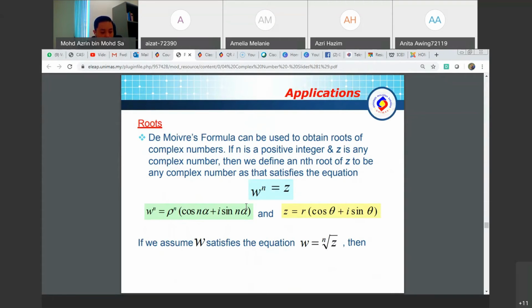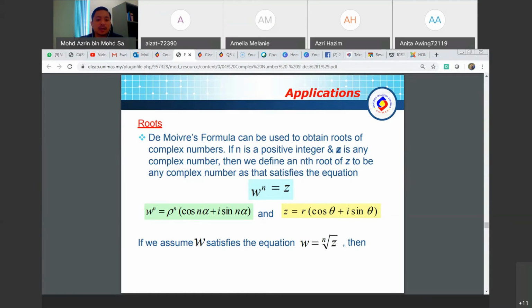Roots for the de Moivre theorem, for roots ni kita boleh guna de Moivre formula to obtain the roots for the complex number. Okay, if n the integer of n is positive and z is any complex number, then we define that any n roots for z to be any complex number as they satisfy the equation. So we denote as w lah for roots. W n equal to z. Z is any complex number. W is roots. N is integer.